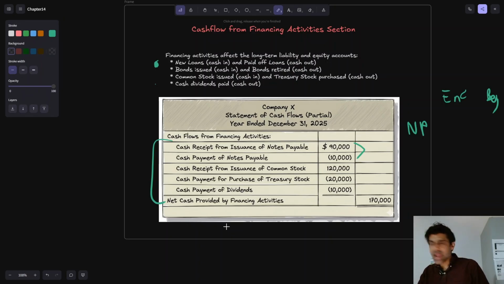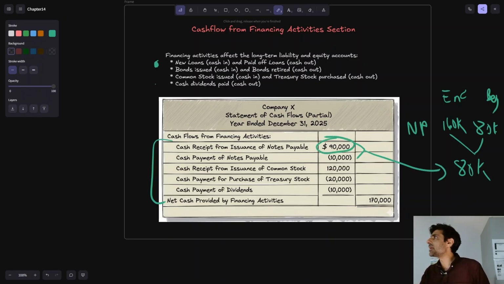The net is going to be an 80,000 difference. So maybe you started with 80K and you had 160K, right? The net is 80,000, but as you can see here, it's broken out between new 90,000 being new loans and then paying off 10. Okay, so though the net change you're going to see on the balance sheet, you have to make sure that you're splitting up the cash in versus the cash out.